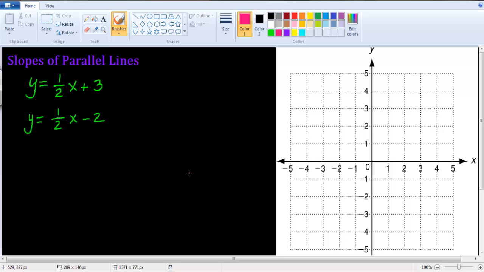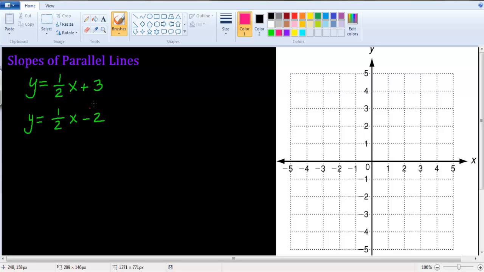Hello, in this video we're going to talk about the slopes of parallel lines. And remember that the slope of a line is a number that tells us how inclined a line is, how much inclination it has. We've seen this in class. The slope talks to us about the steepness of the line.